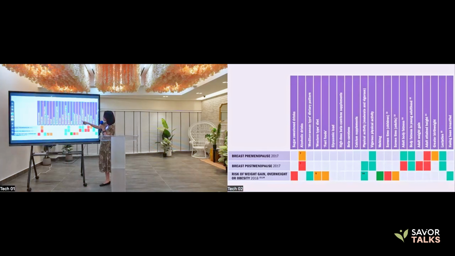Another one is adult body fatness, meaning that your BMI needs to be normal in order to prevent breast cancer.